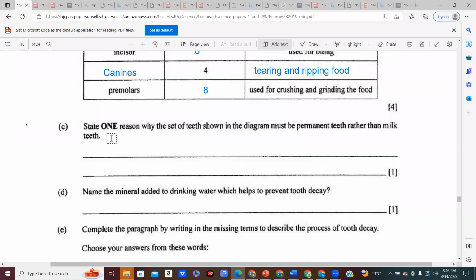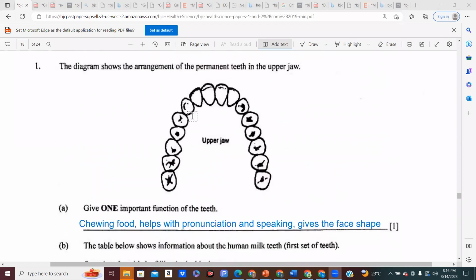Alejandro, can you read C? State one reason why the set of teeth shown in the diagram must be permanent teeth rather than milk teeth. Good. So we have these teeth in the diagram, the upper jaw. Why must this be permanent teeth and not milk teeth? Why can't this be the baby teeth?